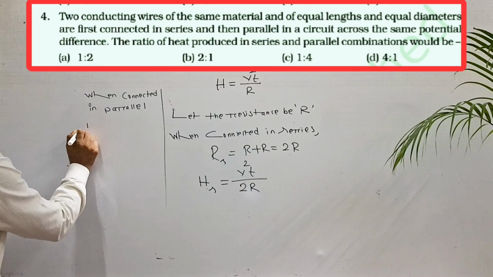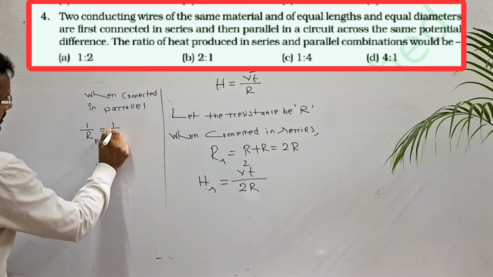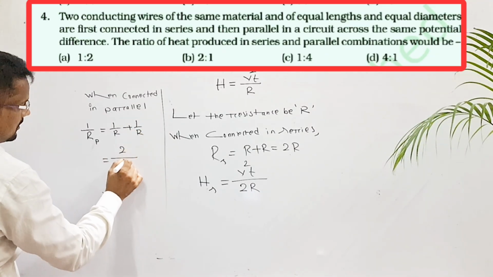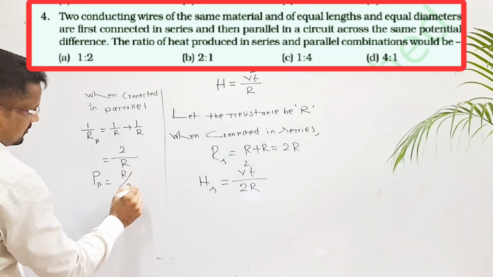It is 1 by Rs, sorry, Rp for parallel, that is 1 by R plus 1 by R, which is equal to 2 by R, that is Rp equals R by 2.